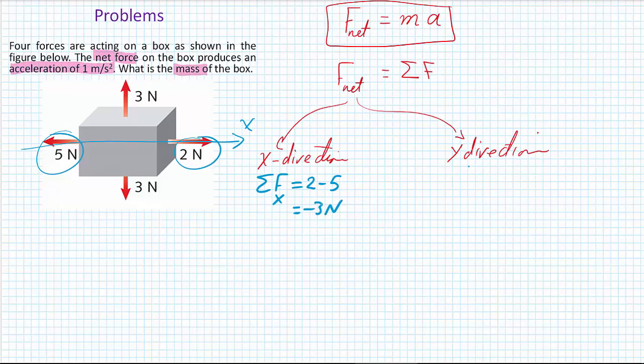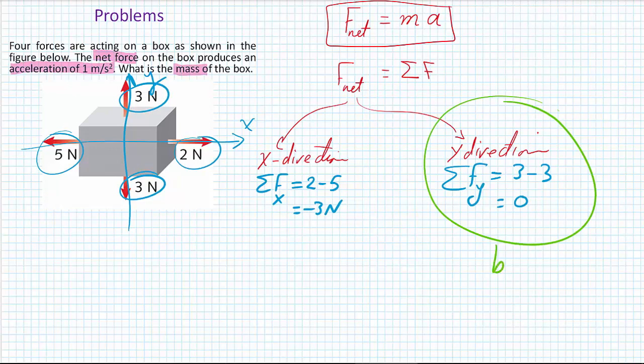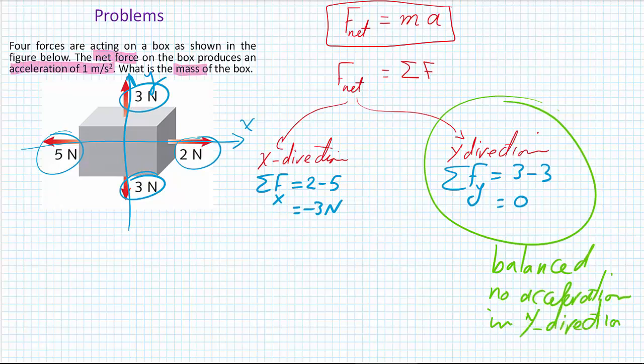And in the y direction, the sum of forces in the y direction, here the y is upward, so it's 3 minus 3. Because the two forces are opposite and equal, the net force here is 0, meaning that in the y direction the forces are balanced. So there is no acceleration in the y direction. So the only acceleration here will be in the x direction.